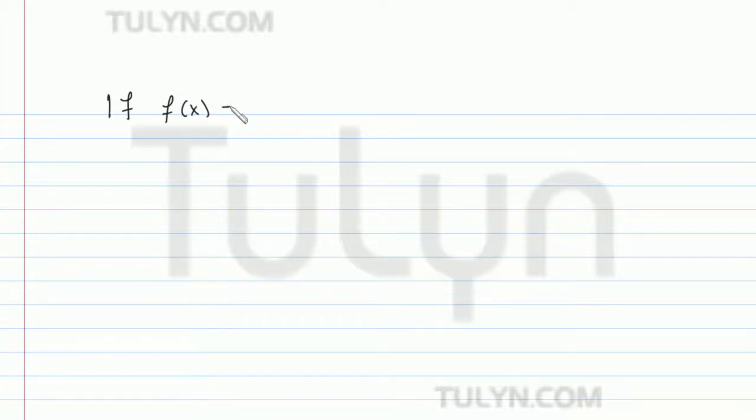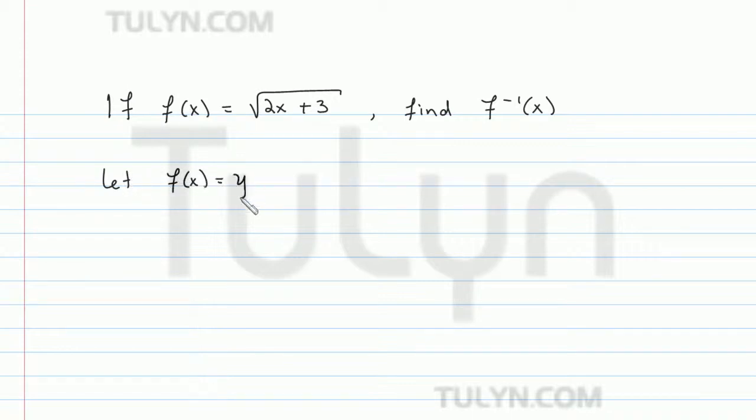If f of x is equal to the square root of 2x plus 3, find f inverse of x. And that's the notation for inverse. So the first thing we need to do to find the inverse of this function is we let f of x be equal to y.